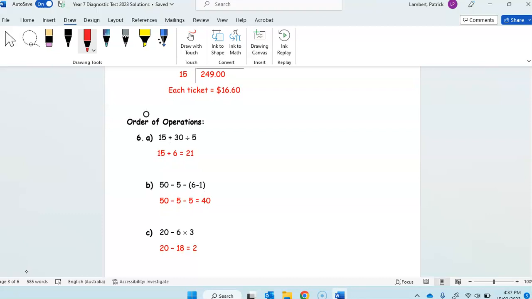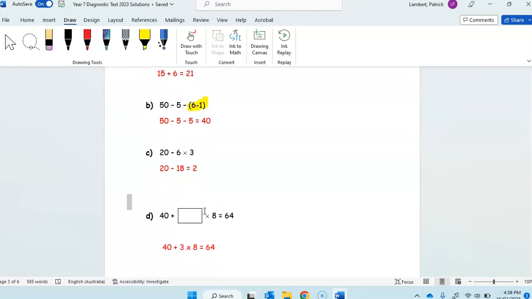Okay, number 6, order of operations, 15 plus 6 divided by 5. So that's 30 divided by 5. That comes first. Division comes first. And then 15 plus 6, answer is 21. In this next one, of course, the bracket is done first, I should say. Silly me. So you've got 50 minus 5 minus 5 equals 40. You just go from left to right.